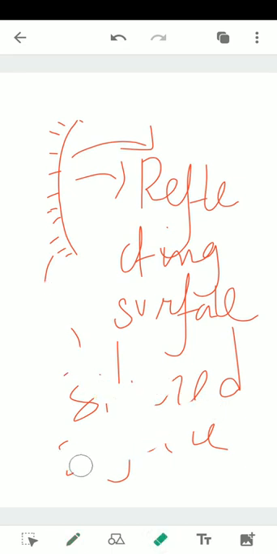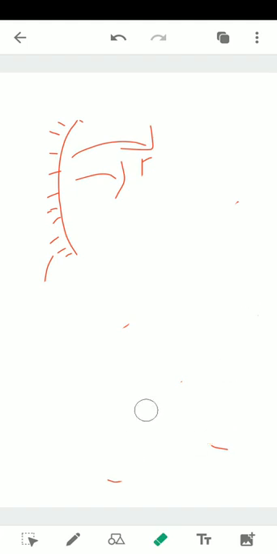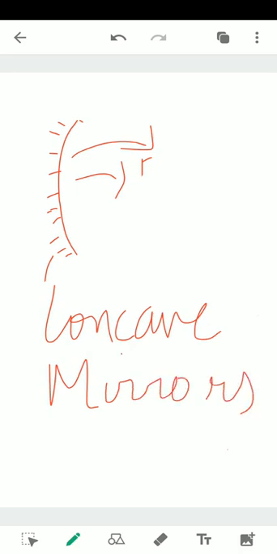So this is one kind of curved mirror. This mirror is known by the name concave mirror. I repeat, this kind of mirror is called a concave mirror. Don't worry, I'll give you the notes for this one as well. So this is called concave mirrors.